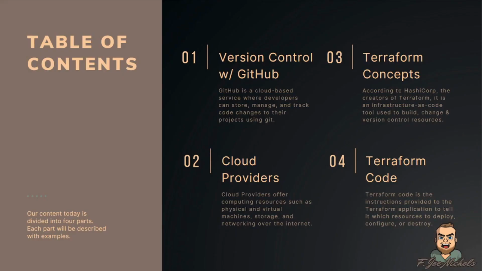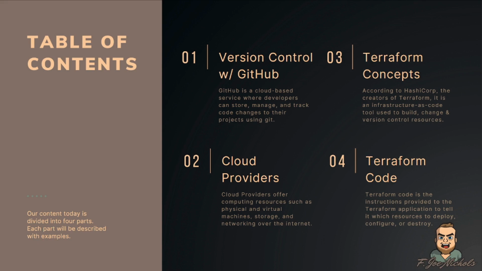First, we will cover version control with GitHub. GitHub is a cloud-based service where developers can store, manage, and track code changes to their projects using Git. This is where the deployment code will be stored. Then we will briefly discuss cloud providers. A cloud provider is a company that offers computing resources over the internet. These resources include services such as physical and virtual machines, storage, and virtual networks. We will be ordering a virtual machine from a cloud provider.